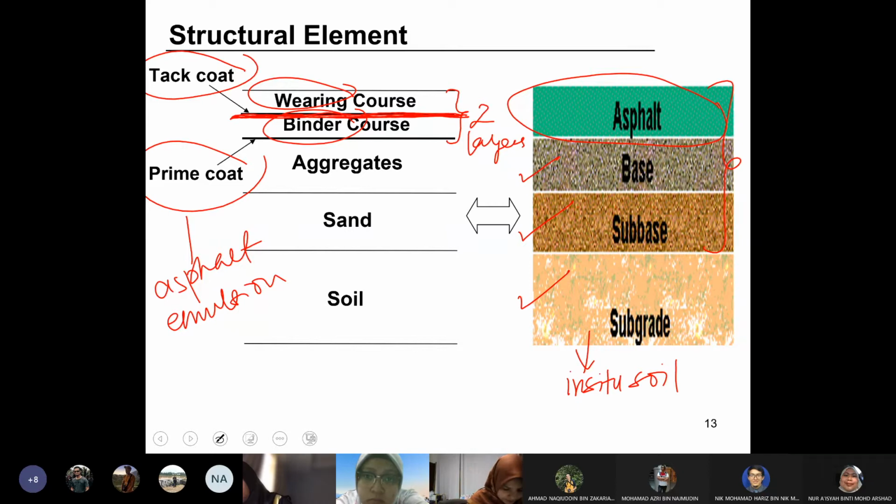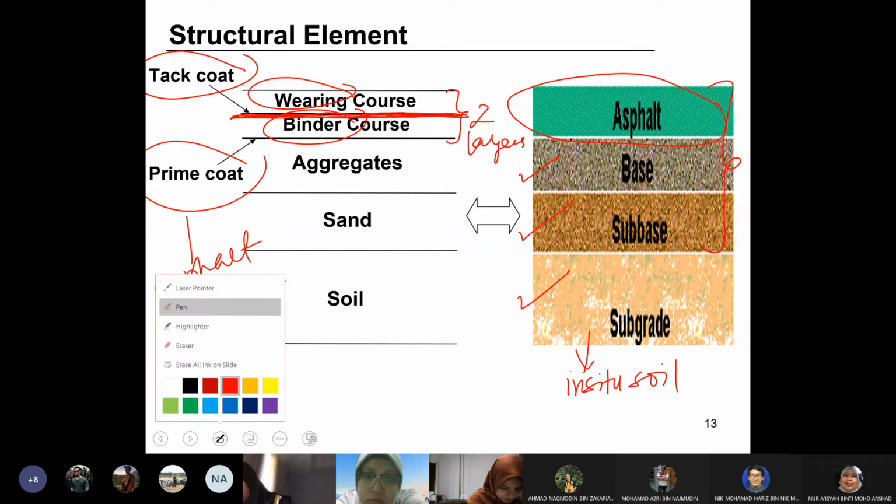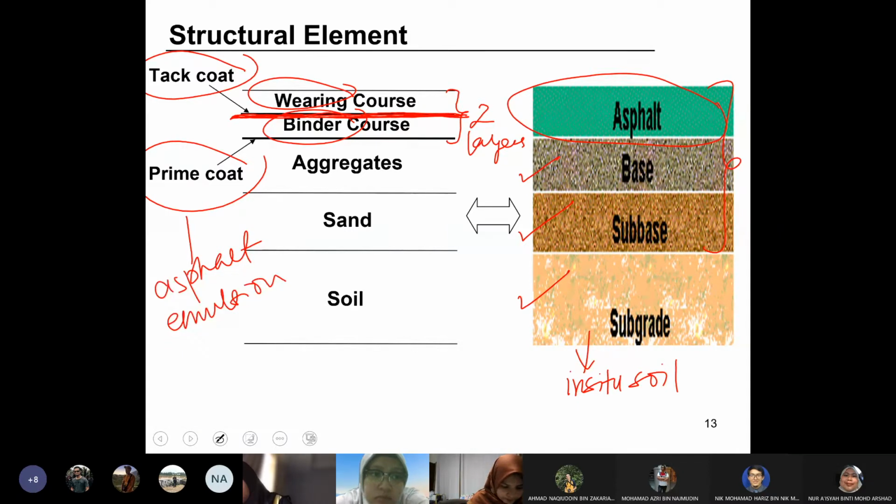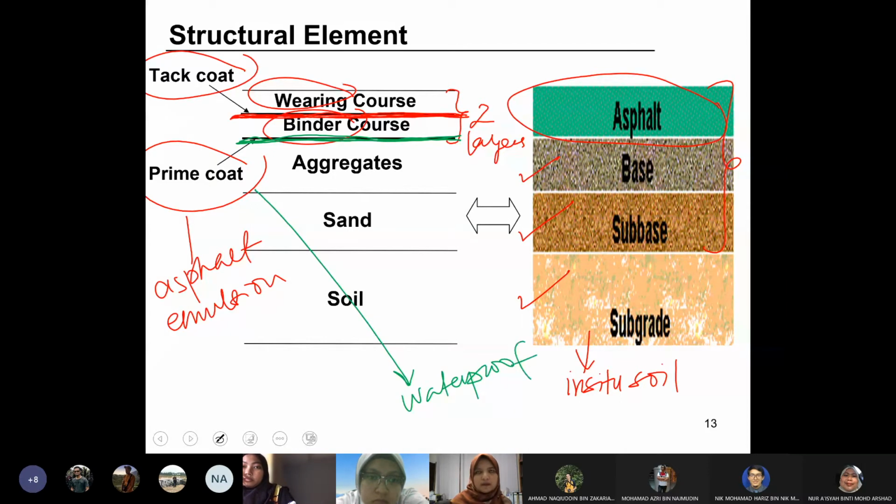Okay. Whereas for our what we call as prime coat here, prime coat dia dekat luar ni, antara binder dengan aggregate. Okay. So prime coat is actually to provide waterproof. Yang ini lebih kepada waterproofing, right? To avoid the surface runoff because of the due to rainfall. Macam sekarang kan musim hujan.